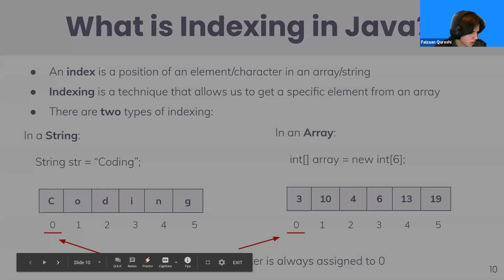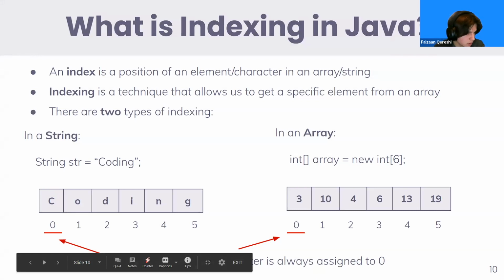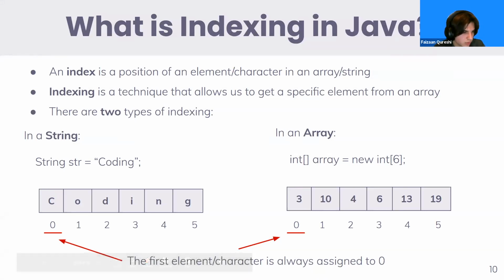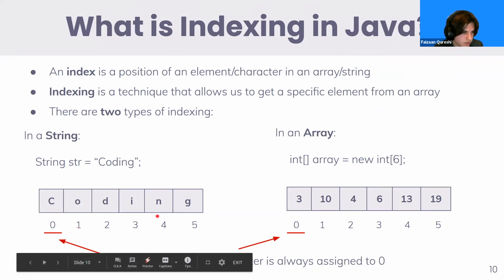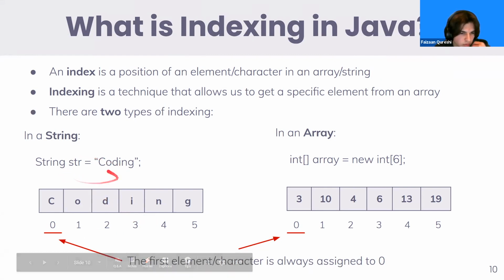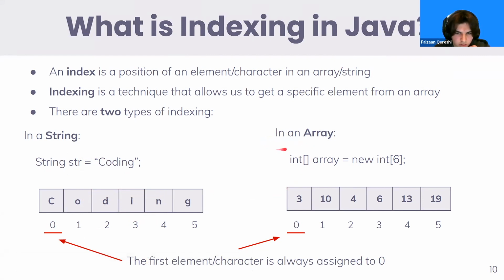Okay, so let's talk about indexing in Java. The index of an element is its location or position in an array. Remember, index is one of your key terms. On the left side of the screen, we have a string example, which I would ask everyone to please ignore. We're going to be focusing on indexing in arrays.